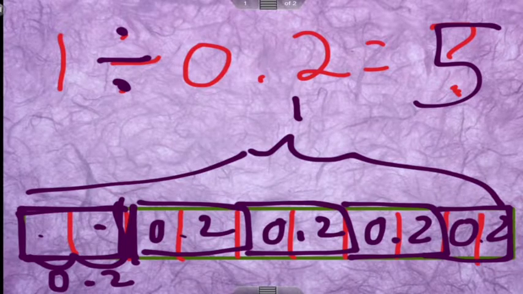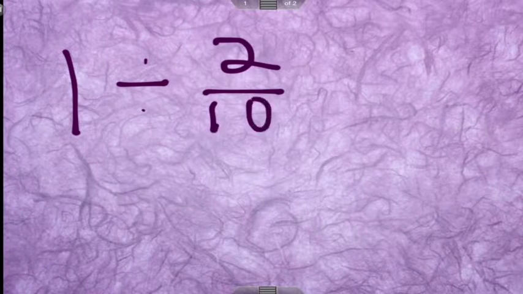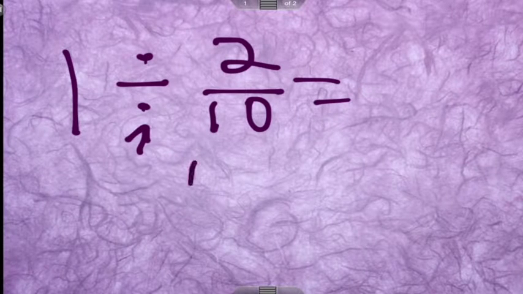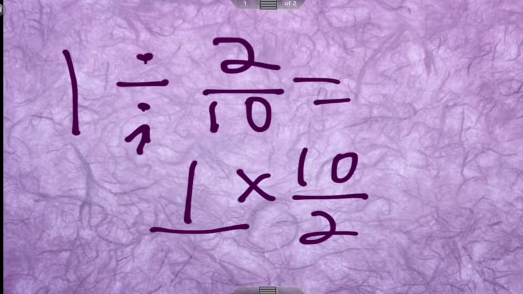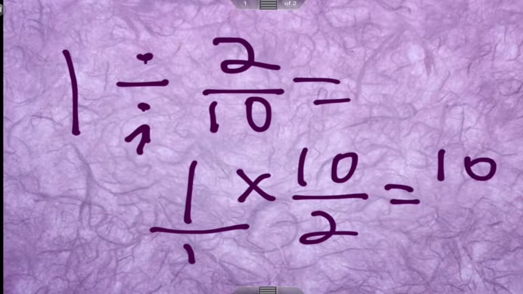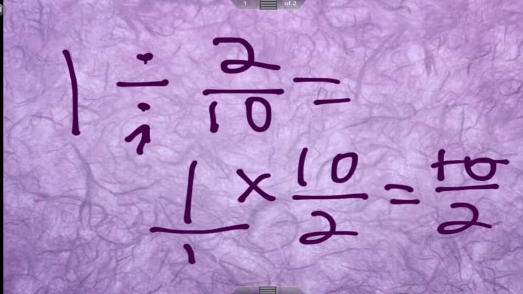Another way to do this is if I have 1 divided by 2/10ths, let's make it into a fraction. So if you remember from before, when we divide by fractions, we take the reciprocal of the second one and change it to multiplication. So it'll be 1 times 10 over 2. When I multiply this out, I get 10 over 2. And when I simplify this, I get 5. So either way would work.